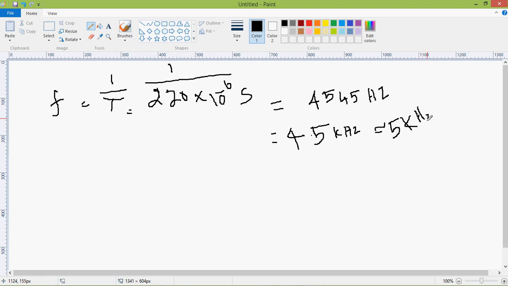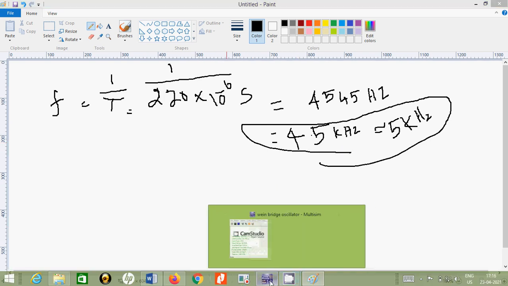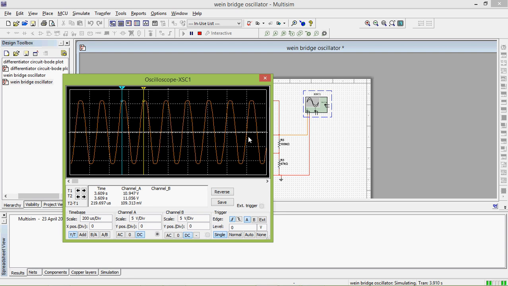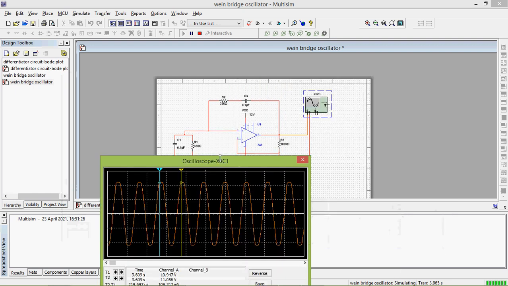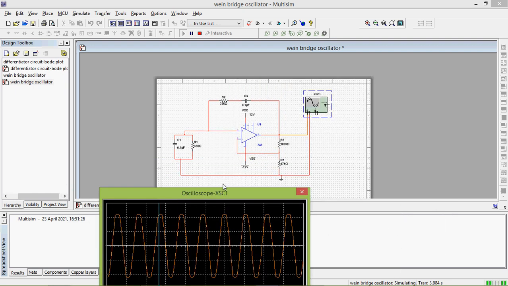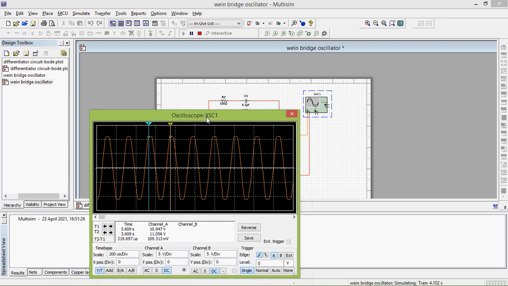So we have got the output signal as per our design, a 5 kilohertz signal. This is how we need to simulate oscillators. We have one more oscillator, which is the RC oscillator. You check the RC oscillator output, find out the output frequency of the signal, and compare it as per our design. Thank you.